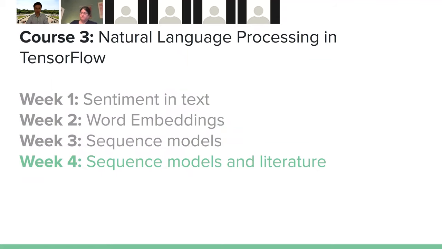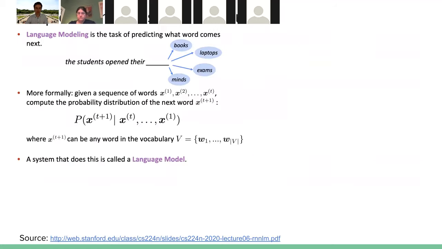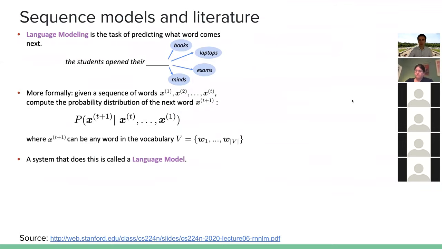This week, of course, last week was about sequence models, and this one is about applications of the models that we've seen. I wanted to talk a little bit about one of the NLP tasks I will be dealing with here. It's called language modeling. We've talked about it, but just to put it into notation: language modeling is the task of predicting what word comes next in a sentence. You could have an input sentence, the students opened their, and based on your training corpus, it could be books, laptops, or something else that comes to mind.